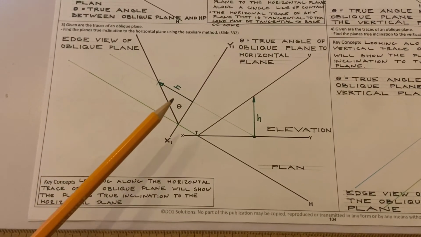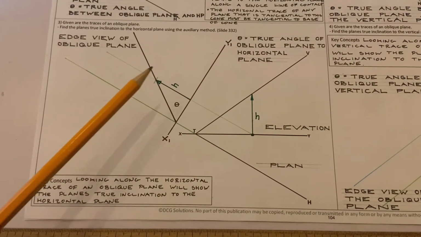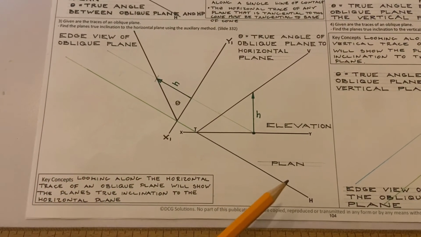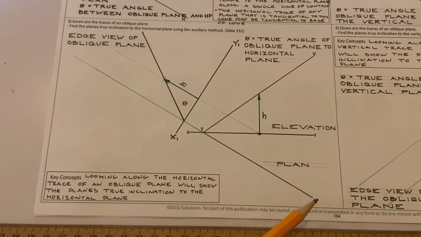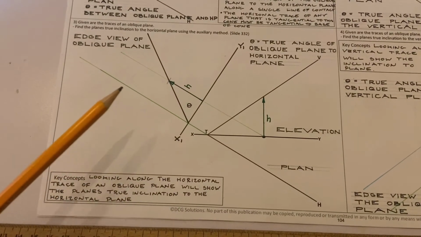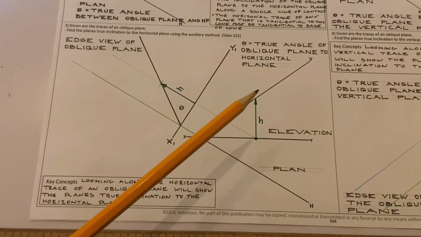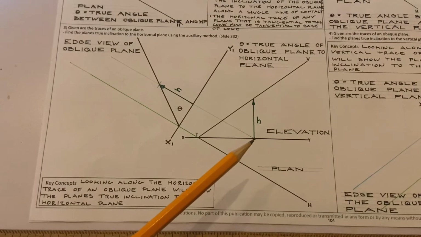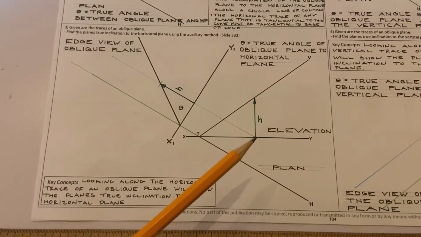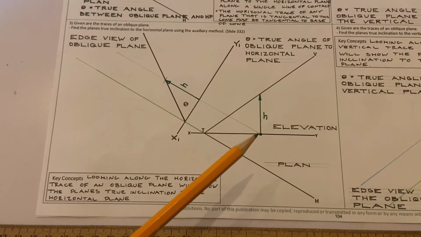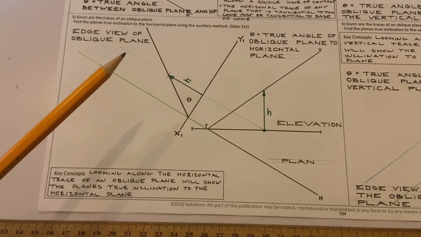So again, if you're looking for the true angle between the oblique plane and the horizontal plane, you have to project from plan. So we extend on the horizontal trace from plan. Anywhere in elevation, we drop down a random height line, and where that intersects the XY line, you bring that up into your auxiliary elevation.